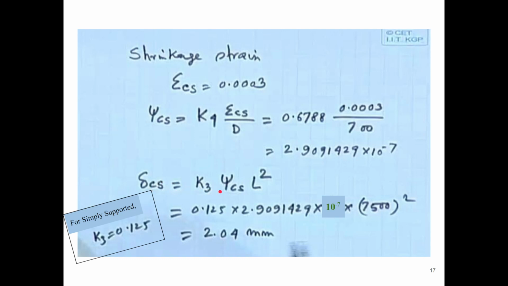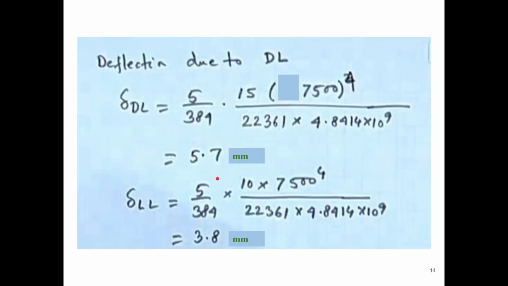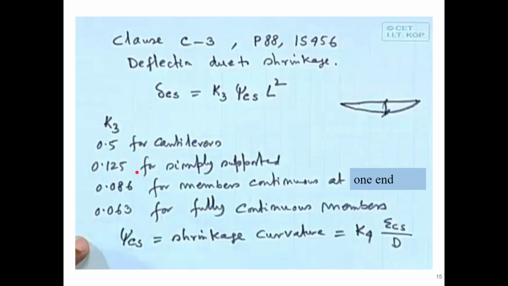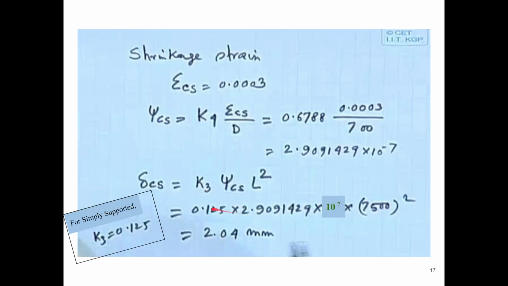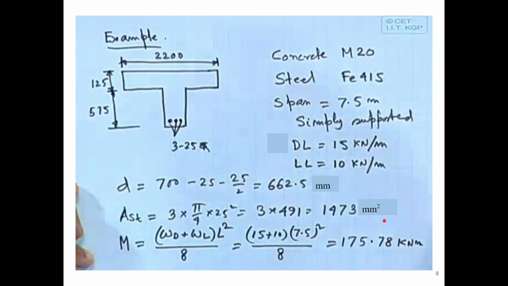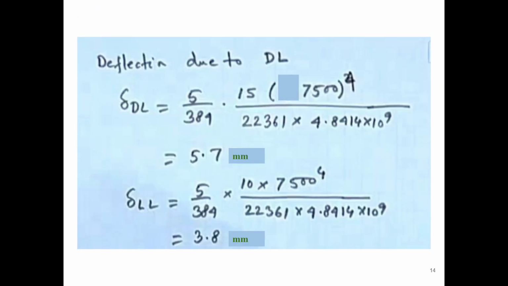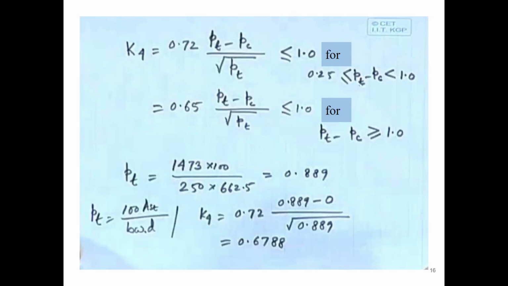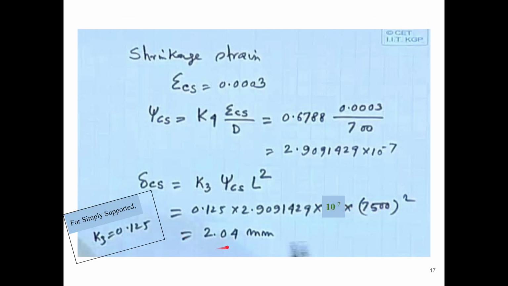Using this value we can calculate the δcs value, which is K3 ψcs L square. K3 in this case, that is simply supported, is 0.125. So it is 0.125 into ψcs, which is 2.9091429 into 10 to the power minus 7, into L square. L is 7.5, so it is 7,500 square. That comes to be 2.04 millimeters. So that is the deflection value due to shrinkage strain.